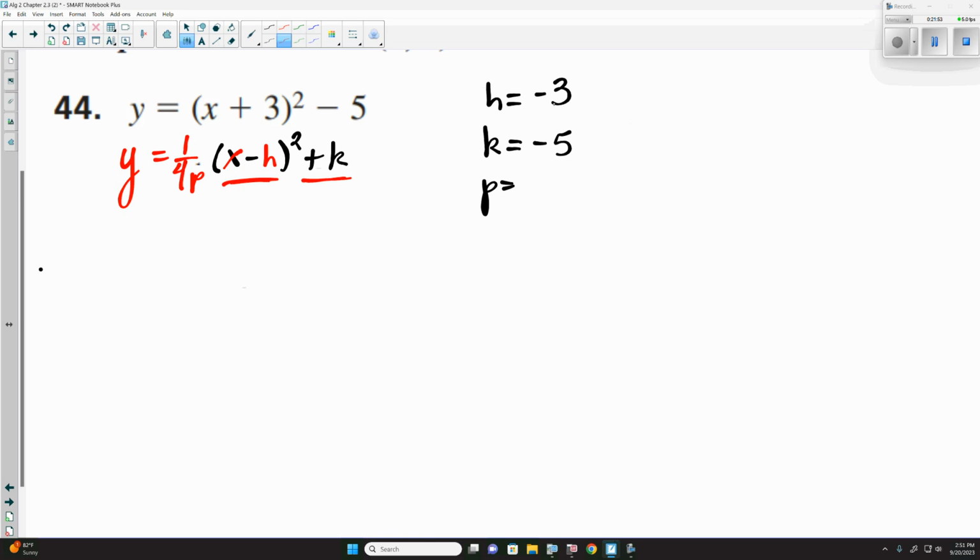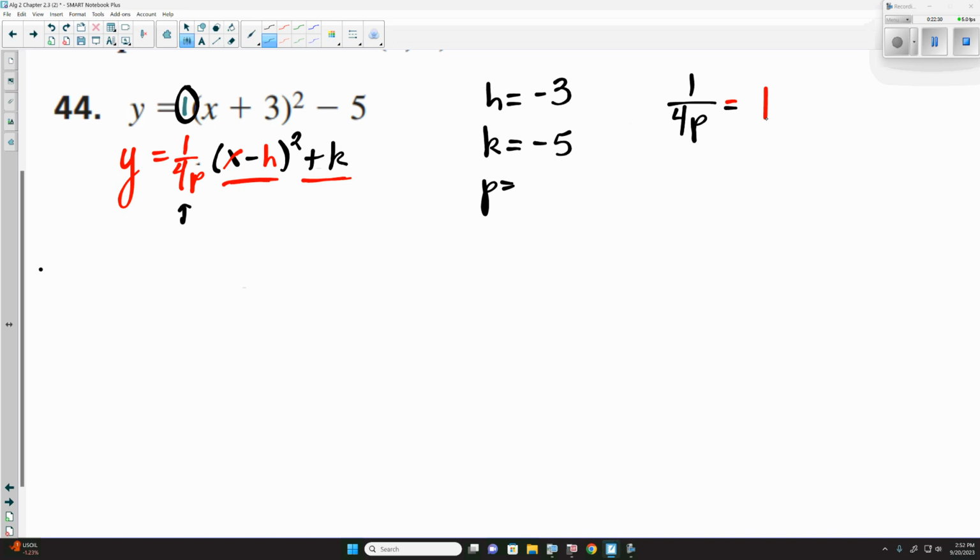Now the value of p. When we looked at the equations and we plugged the value in and simplified, this 1 over 4p turned into whatever number was in front of the parenthesis. In this case, it would be 1 because it's not written, so it's understood to be 1. So whatever p is, when I plug it into 1 over 4p, I should get 1. And in the first problem on the homework, we wouldn't put 1, we would put 3 over 2.